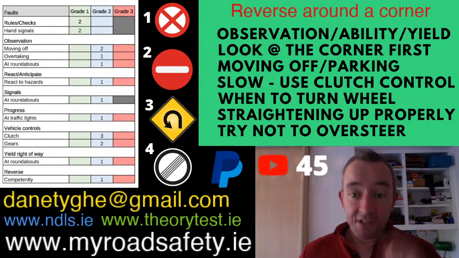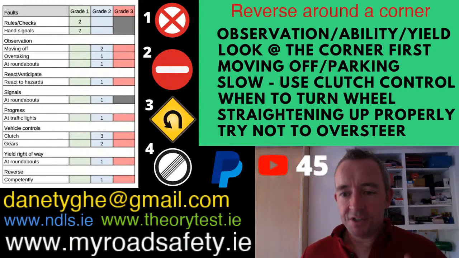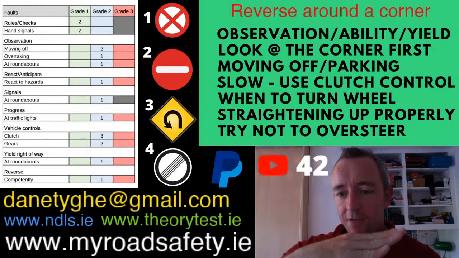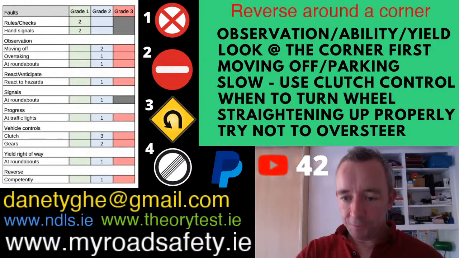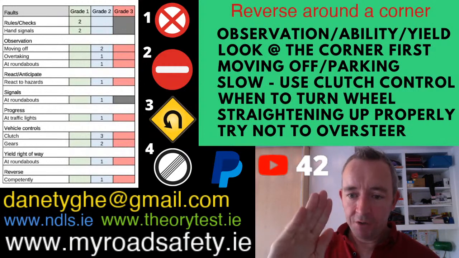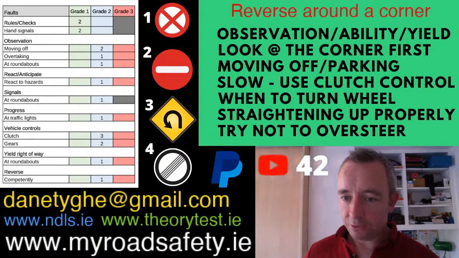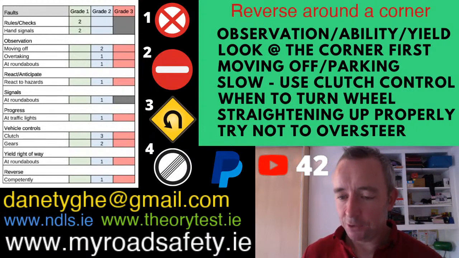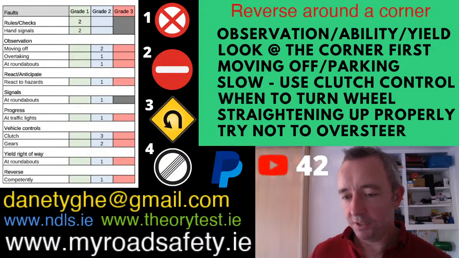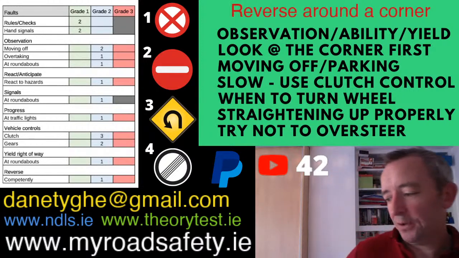Make a note as well: is the reverse around the corner on the flat, on the uphill, or on the downhill? If it's on the flat, you're pretty much using clutch control. If you're reversing down a hill, you can have the clutch in fully, completely in, and just come on and off the brake to move the car, okay? And if you're reversing uphill, again it's clutch control along with some acceleration to keep the car smooth, so it doesn't struggle or jerk or chug or anything like that, okay?